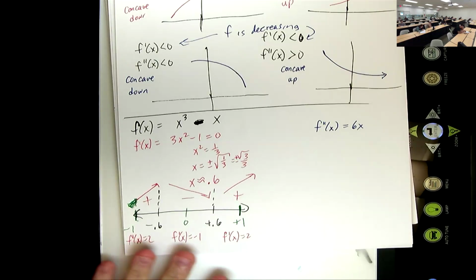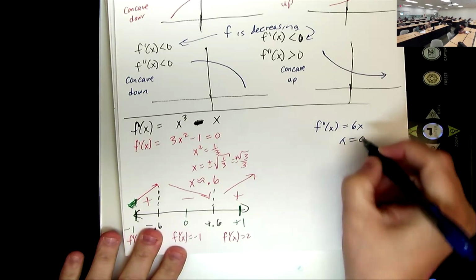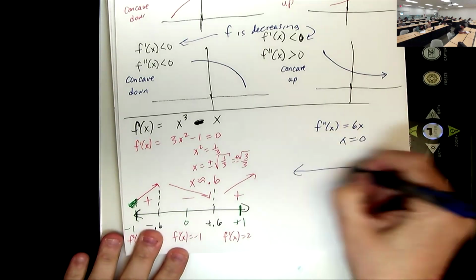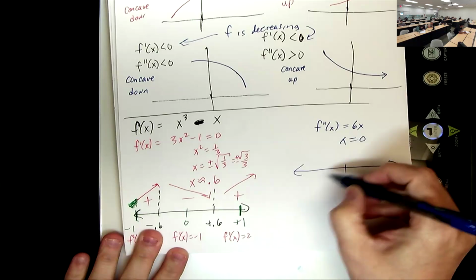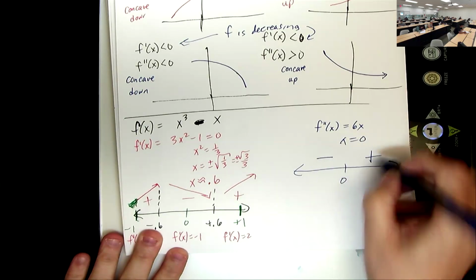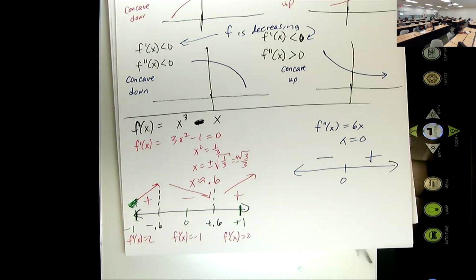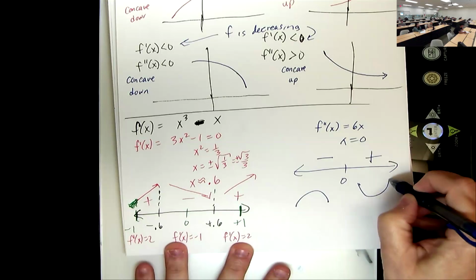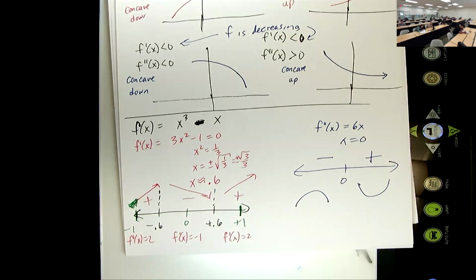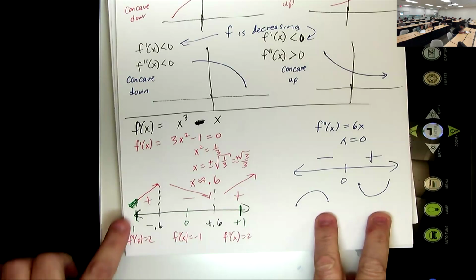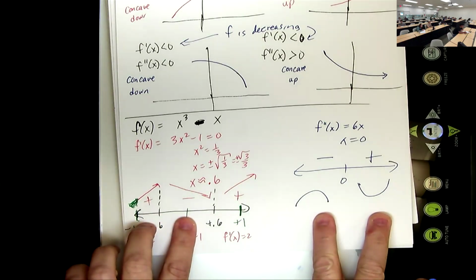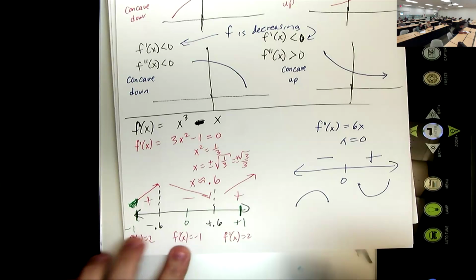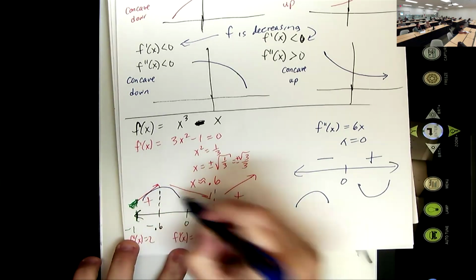And this one's easy. X equals 0 is where it changes. You stick in negative values, you get negative, you stick in positive values, you get positive. So it's curving down here and curving up here. Can we see that curving down and up over here on our arrows?